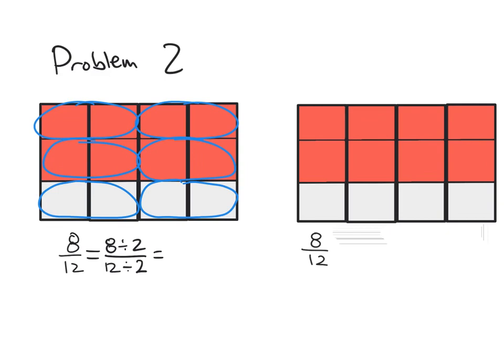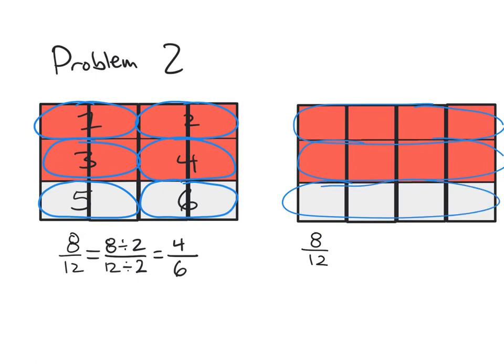So 8 divided by 2 is 4. We can actually see that there are 1, 2, 3, 4 sections that are now shaded. And 12 divided by 2 is 6 because there are 6 sections or groups total. So we were able to find one equivalent fraction by making groups of 2, but if I'm looking at this area model, I can also see that I can make groups of 4, just like this.